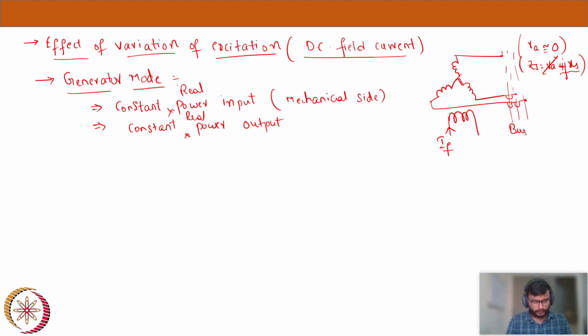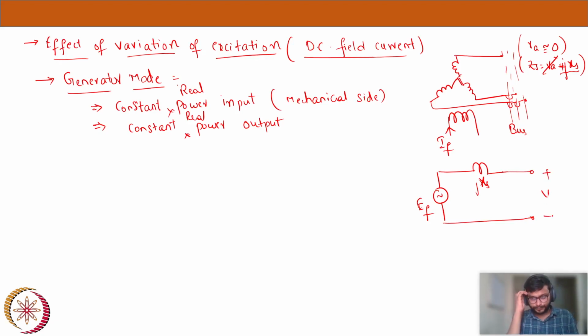Synchronous generators per phase equivalent circuit will have only an excitation voltage, a bus, and also in between the reactance. Since we assumed our resistance to be zero, now let's draw the synchronous generator per phase equivalent circuit. So this is the excitation voltage EF, and this is XS, or you can say jXS, and it is connected to the bus. Now this is the per phase equivalent circuit.